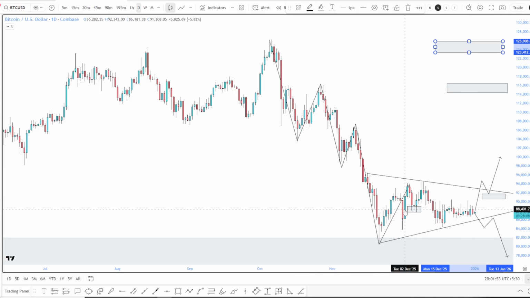Okay, so this is my analysis for BTCUSD. If you're a price action trader, you have got some tips on this. If you're a pattern trader, you got some ideas about that as well. So this is how I plan my trade.